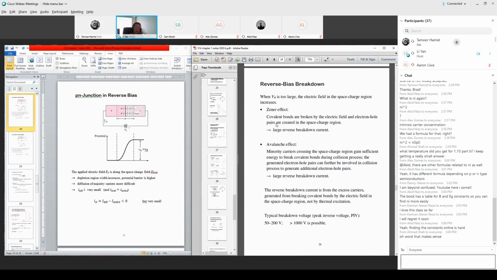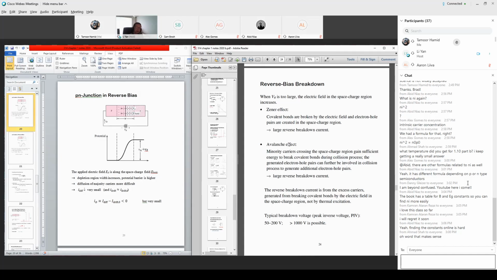Covalent bonds are broken by this strong electric field, and electron-hole pairs are created in the space charge region. In this region we have a very strong space charge field, and this field can strip or break the covalent bonds. Once you break the covalent bonds, you set the mobile electrons and mobile holes free, and those carriers contribute to a large reverse breakdown current. So that's the Zener effect.